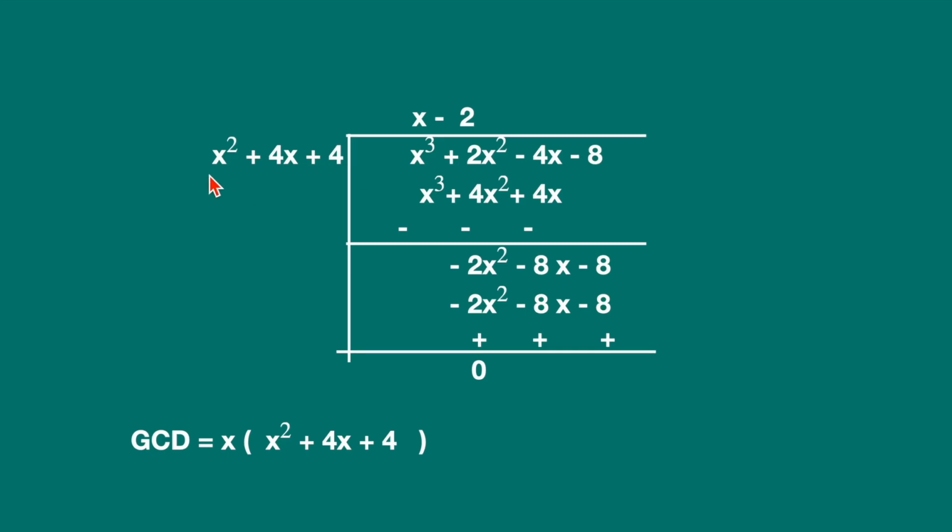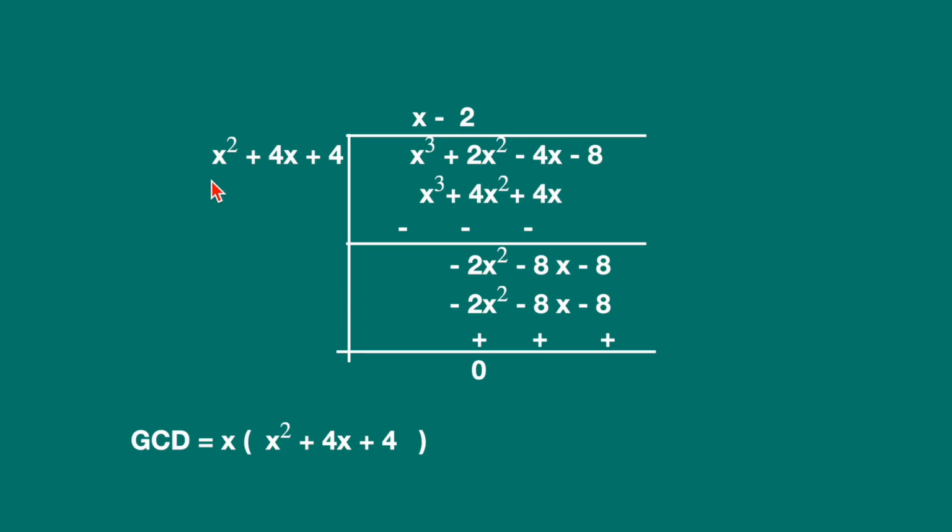Okay, now look at the first terms. Again, x cube divided by x square, you will get x, write it here. Multiply this x with this full polynomial, write it here, and then change the sign, do the addition, you get this polynomial. Okay, now minus 2x square divided by x square is minus 2. So write down minus 2 here, multiply minus 2 with the full polynomial, write it, and then change the sign and add, you get 0. That's it. You got the remainder as 0, so you stop the division.